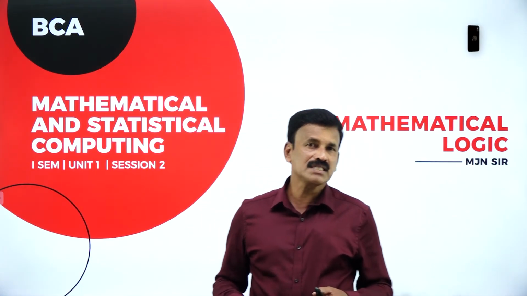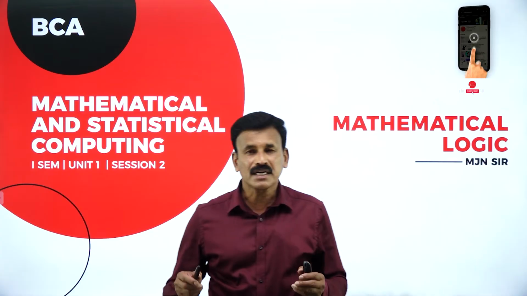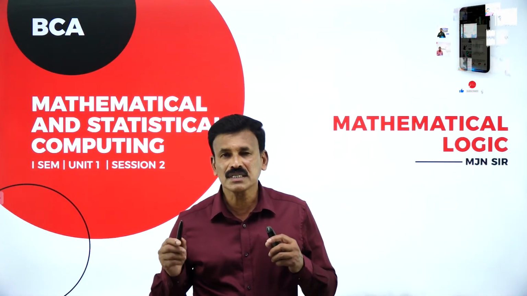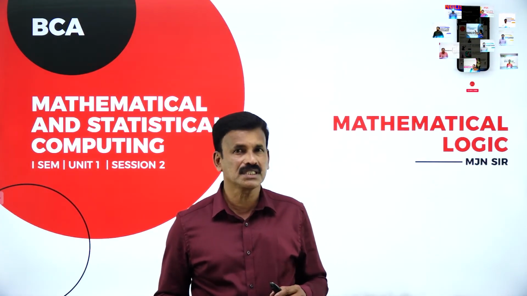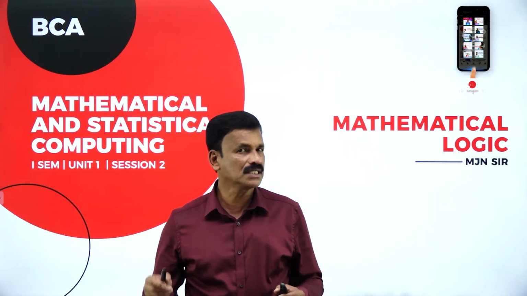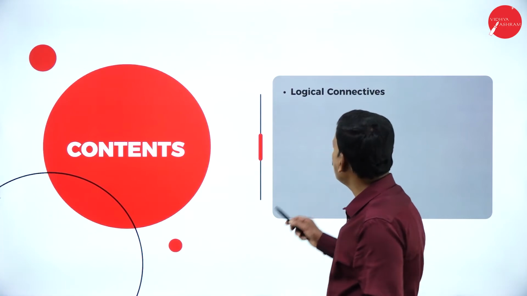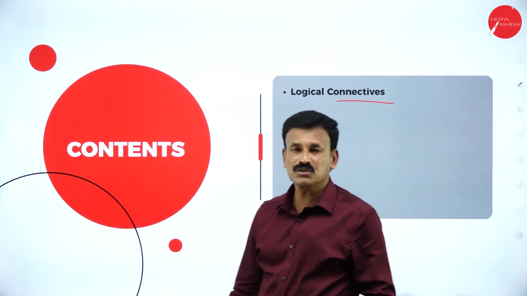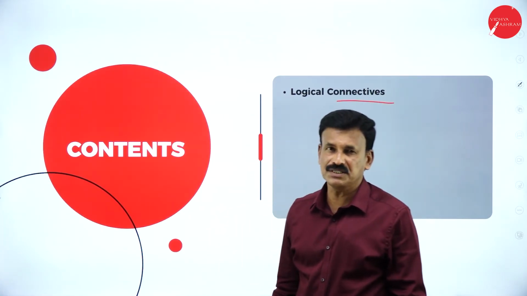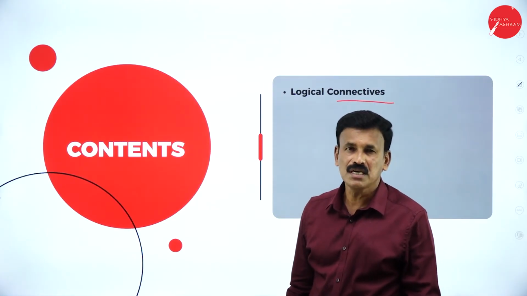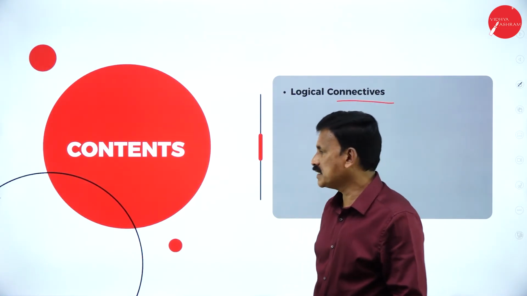In my previous class, we discussed writing the truth table for the connectives like conjunction, disjunction, conditional, biconditional and negation. So, in this session, I am going to discuss a few examples regarding those logical connectives like conjunction, disjunction, conditional, biconditional and negation.